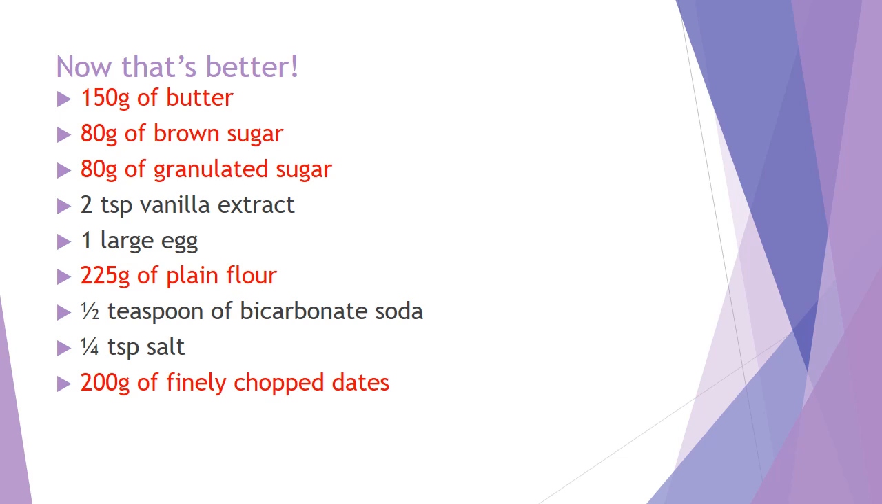150 grams of butter. Now there's a measurement that my scale will recognise. 80 grams of brown sugar, 80 grams of granulated sugar, 2 teaspoons of vanilla extract, 1 large egg, 225 grams of plain flour, half a teaspoon of bicarbonate soda, quarter of a teaspoon of salt, and 200 grams of finely chopped dates. Much better. Thank you.